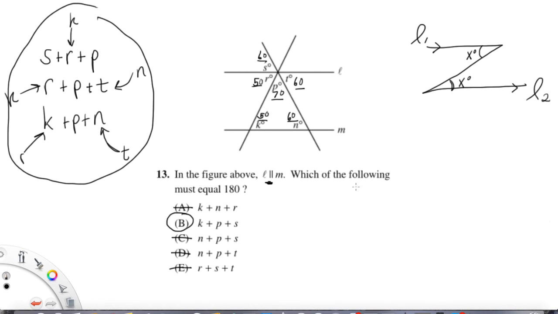Once you've done that, then you're just doing some basic arithmetic, adding up 50, 60, and 70, or 50 plus 60 plus 60, and knowing that that's not 180. So, easiest way to do it, picking numbers.